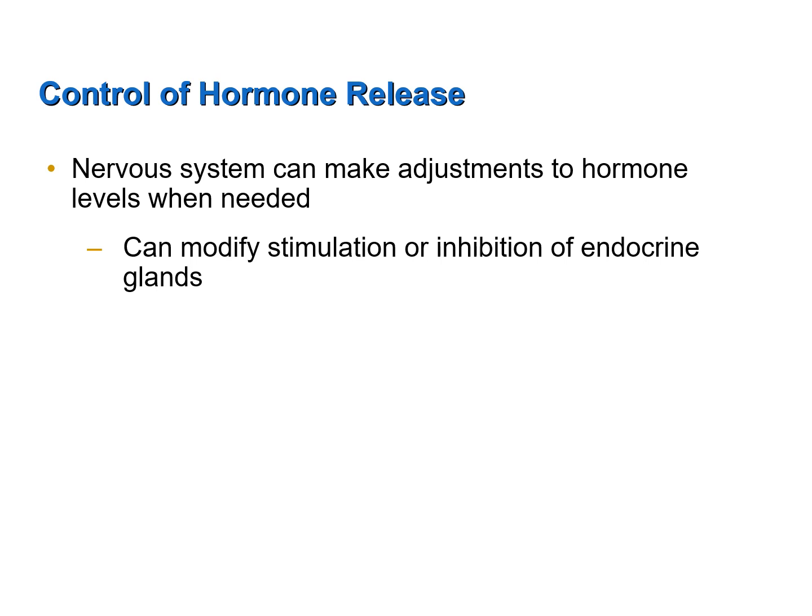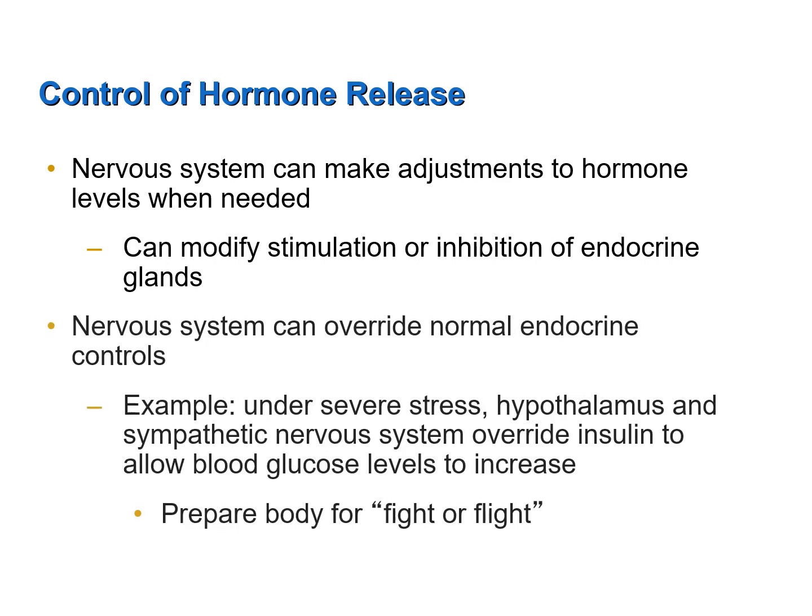I want to end this discussion of control of hormone release by mentioning a couple of additional points. The nervous system can make adjustments to hormone levels when needed. It can modify the stimulation or inhibition of endocrine glands, and the nervous system can also override normal endocrine controls. For example, under severe stress, the hypothalamus and the sympathetic nervous system can override insulin to allow blood glucose levels to increase. This prepares the body for fight or flight in this example.